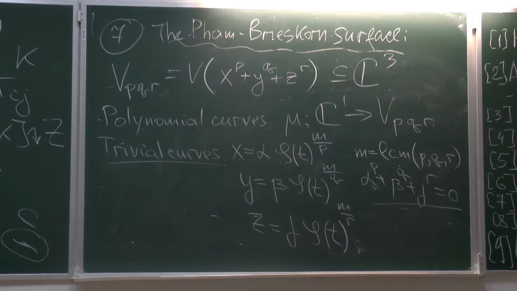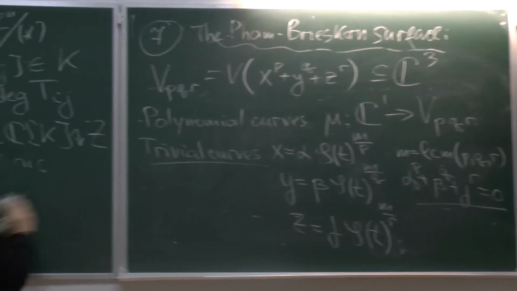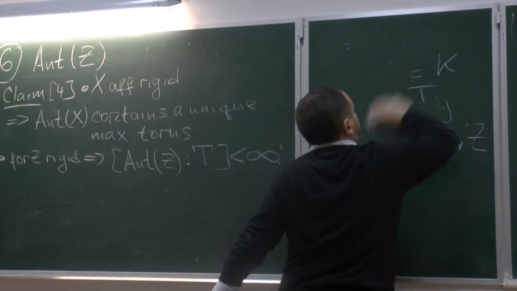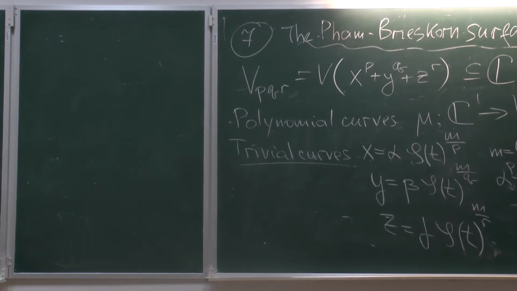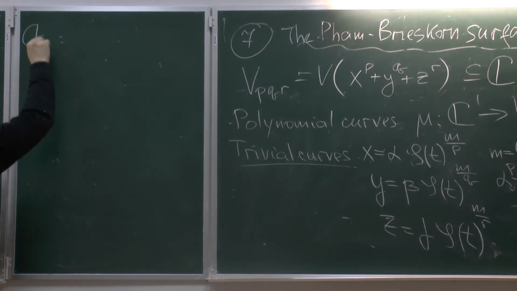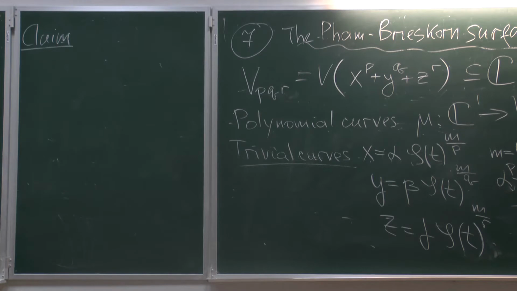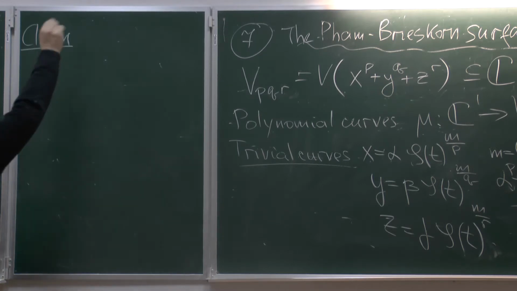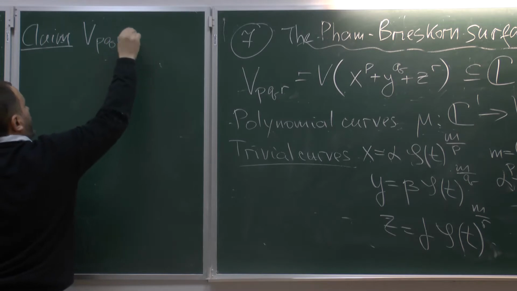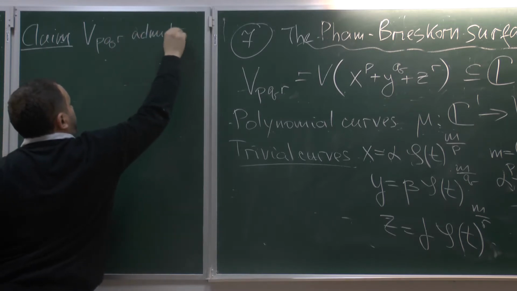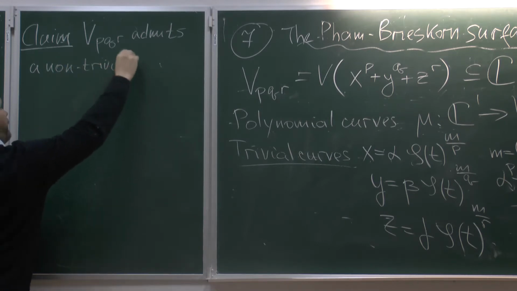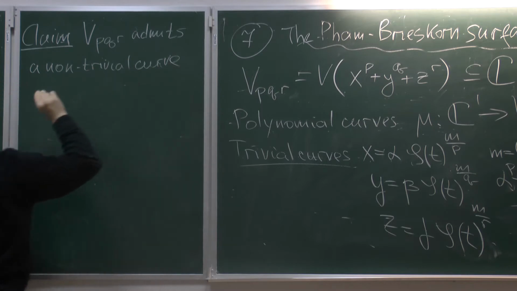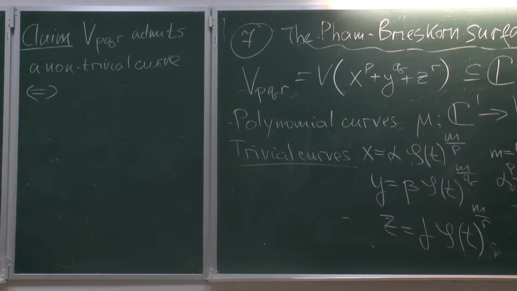And one can ask, when do we have a non-trivial curve? And it turns out that such a non-trivial curve exists. So the claim is that my surface admits a non-trivial curve if and only if it is irrational.